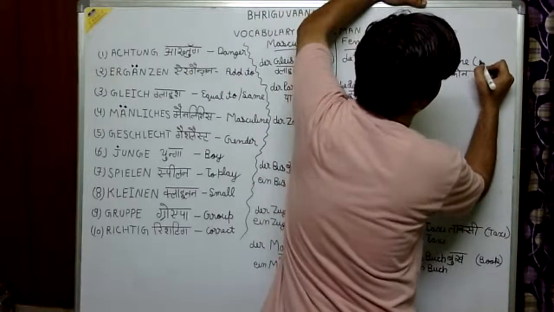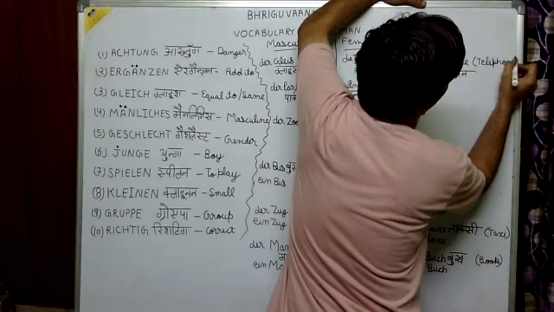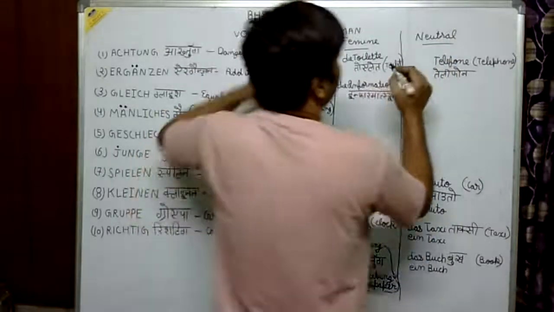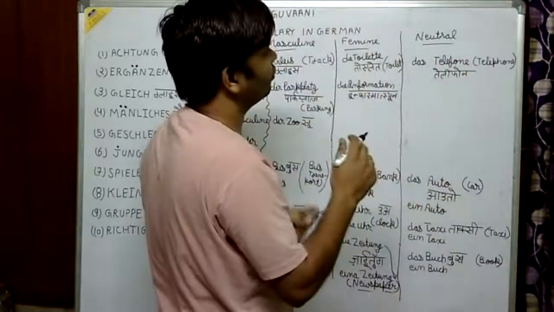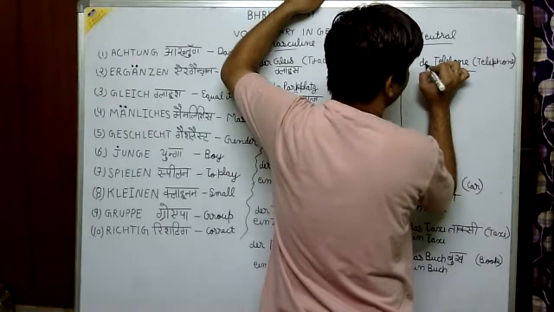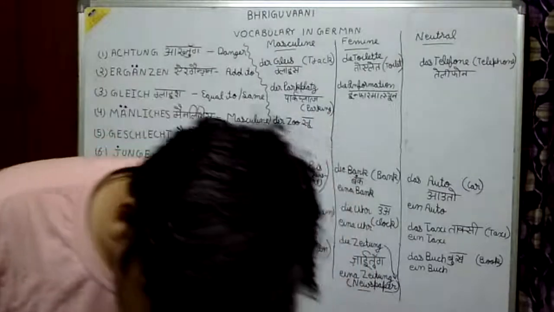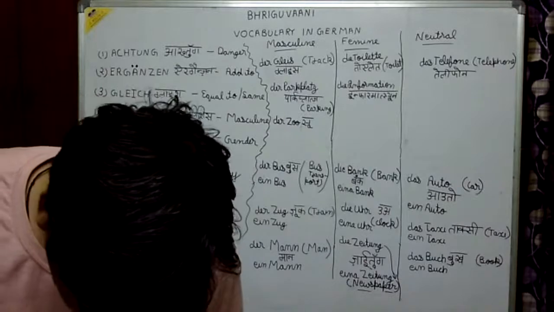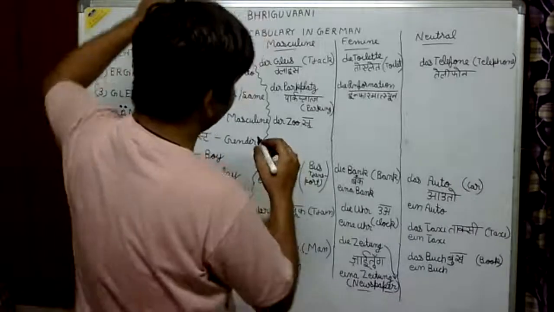Telephone. What is it? It is a telephone in English. We call it telephone in German, and it's a neutral word. So we say das Telefon. Das Telefon. Okay?